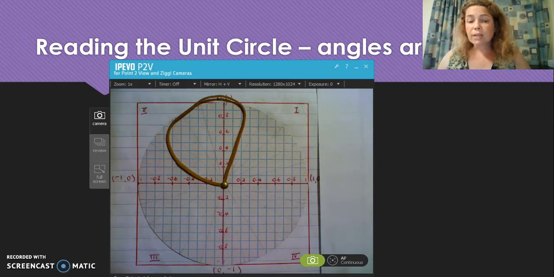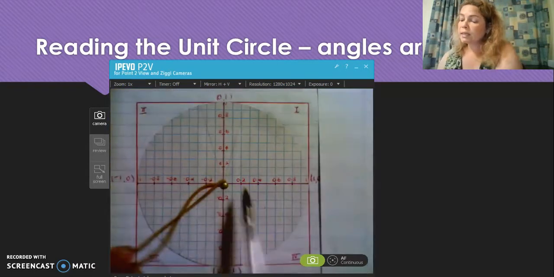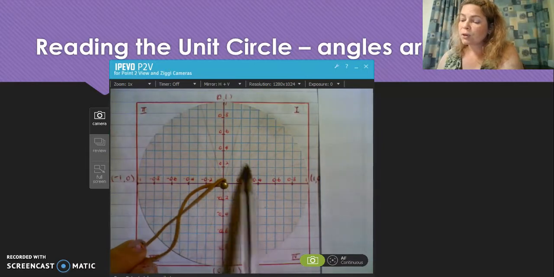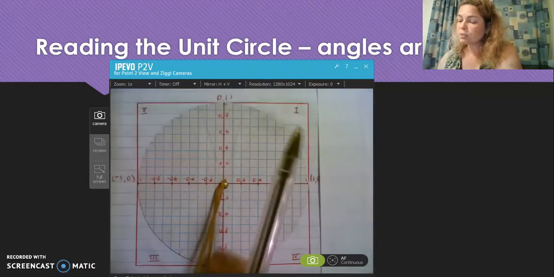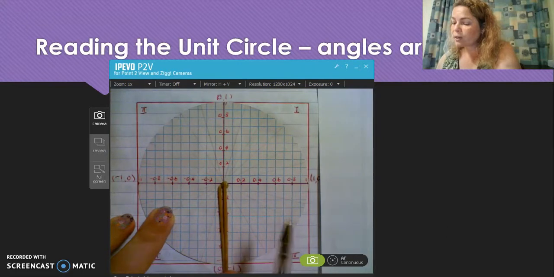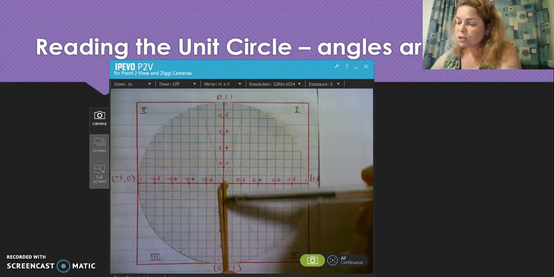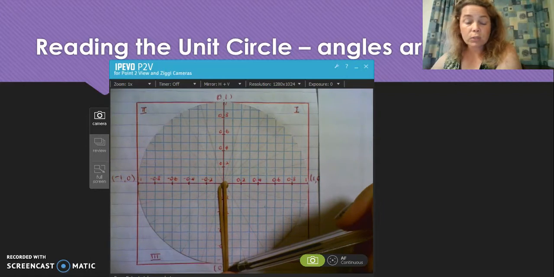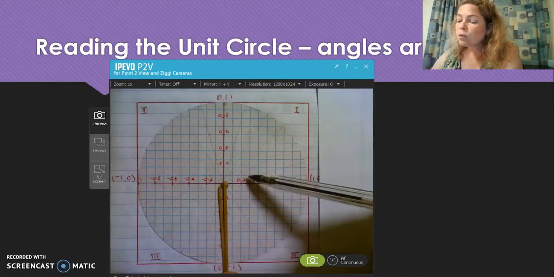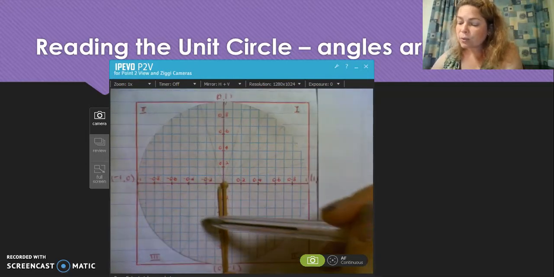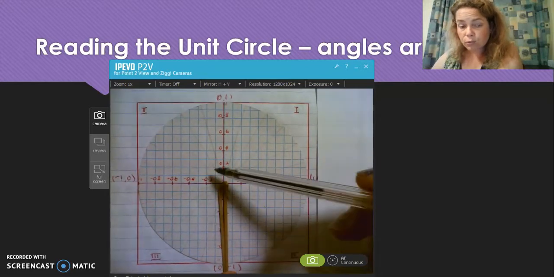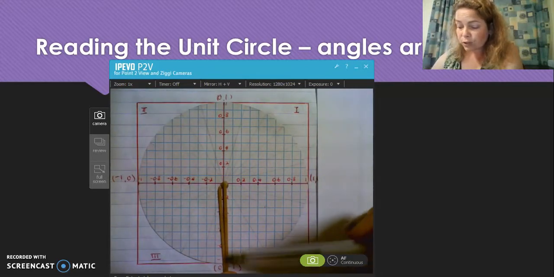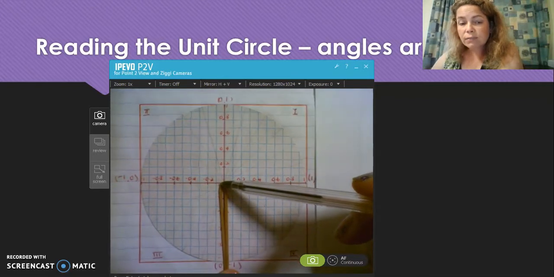Let's say we have an angle of 270 degrees. So we start at our 0 line and we go around to 270, which means we put whatever we're using to line up our angles. In your case, it's most likely to be a paper clip. We put that at 270.